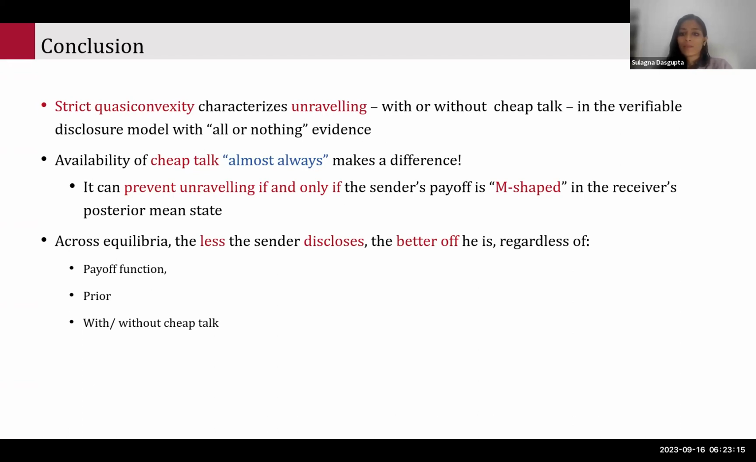When comparing sender payoffs across equilibria, we see that the less the sender discloses, the better off he is. Moreover, the ability to use cheap talk doesn't necessarily help the sender. So the third and fourth point put together basically says that cheap talk can both facilitate or thwart disclosure, and it helps the sender to the extent that it allows him to avoid harmful disclosure.